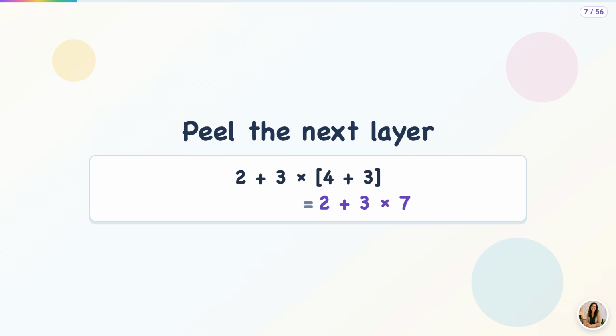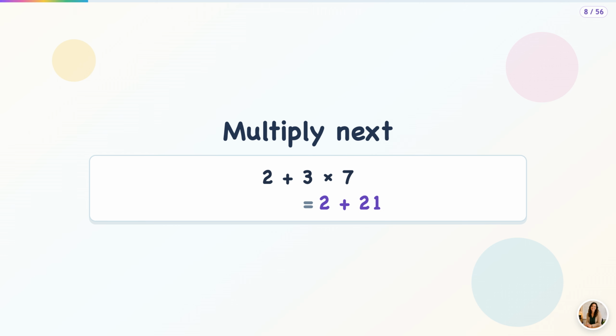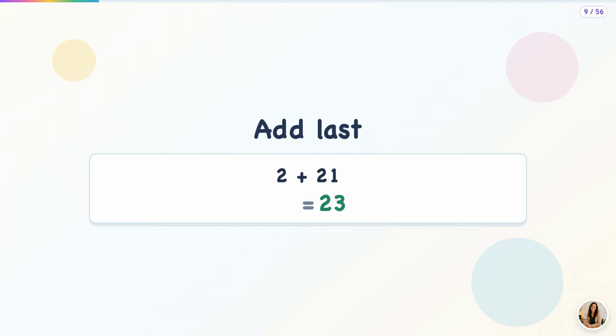Inside the square brackets, 4 plus 3 equals 7. We replace that group with 7. Now every grouping symbol is gone. Only multiplication and addition remain. Multiplication has the earlier level, so 3 times 7 equals 21. We replace only that product. Now addition is the only operation left. 2 plus 21 equals 23. That completes the trail from the deepest group outward.